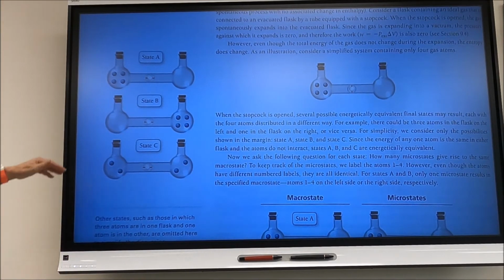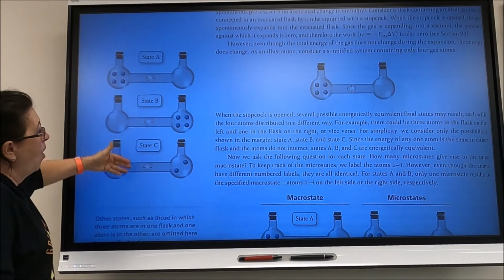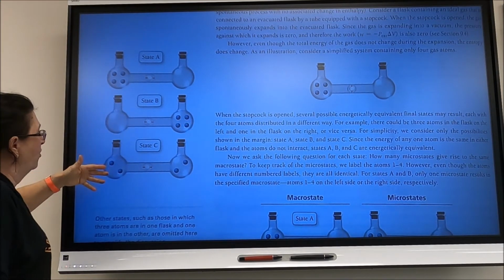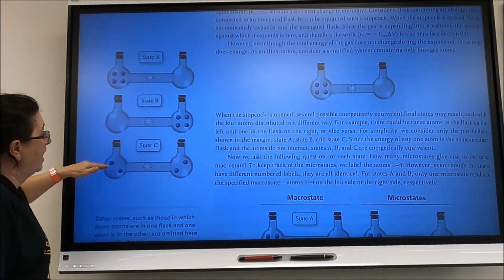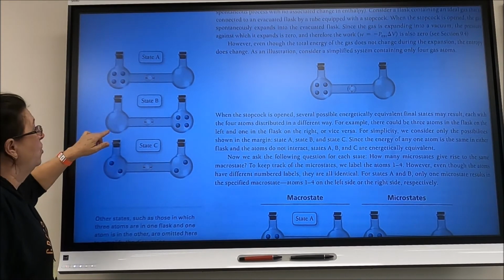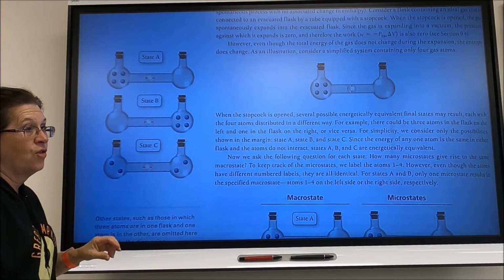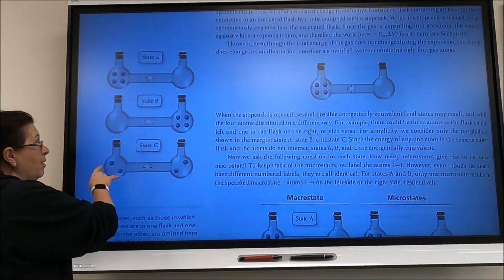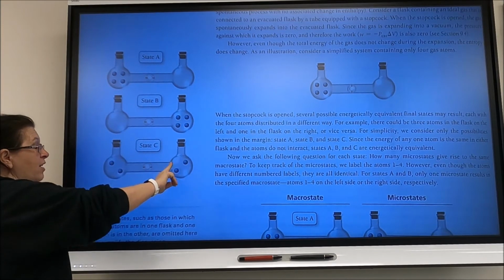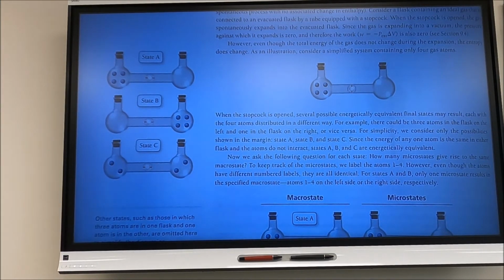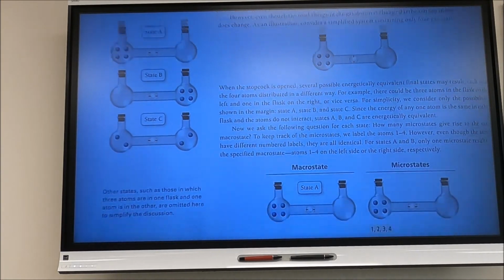So if we look at the possible ways for the particles to be distributed between the 2 vessels, there's many more ways to have them spread out between the 2 than there are to have them all concentrated here, all concentrated here. So having them spread, 2 on this side and 2 on this side, is going to have more entropy. Nature has a tendency to move toward more entropy. Okay?